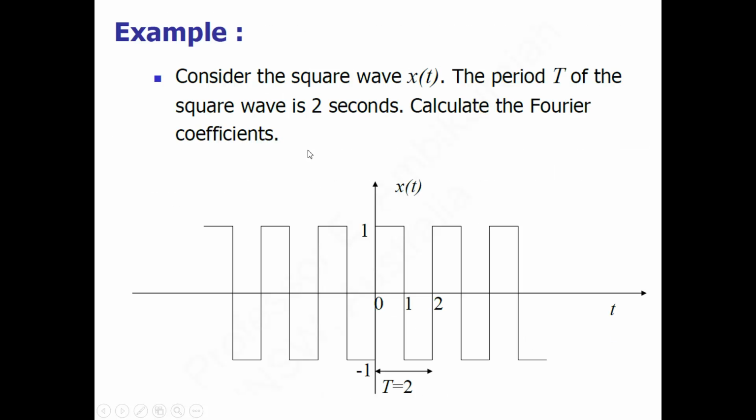Now let us take one example. Consider the square wave x(t). This is the square wave given. The period of the square wave is 2 seconds because it starts from the origin, and at 2 seconds the cycle is completed. Therefore the period of this square wave is 2 seconds. We will have to calculate the Fourier coefficients.